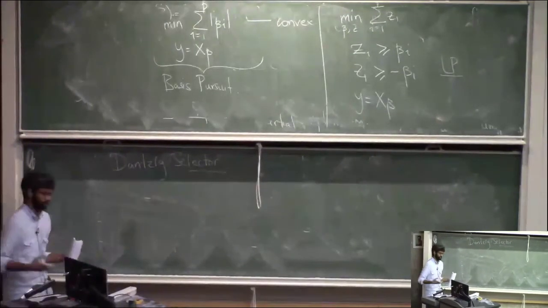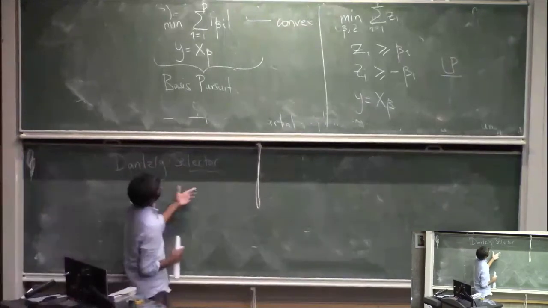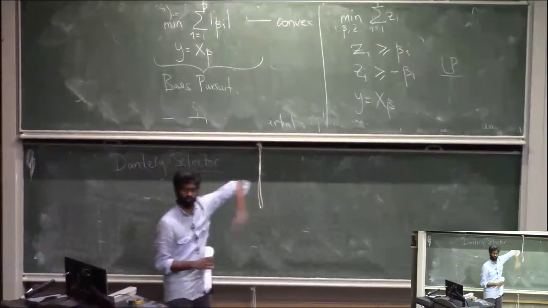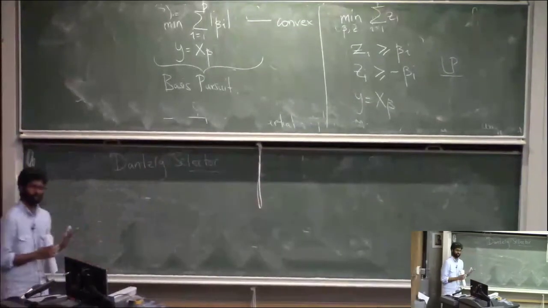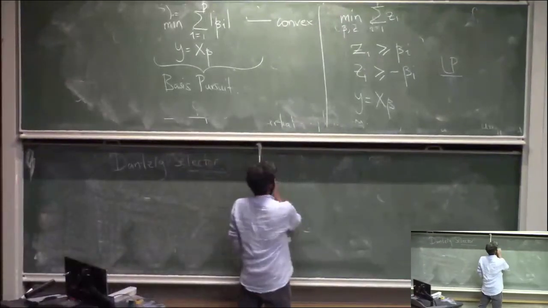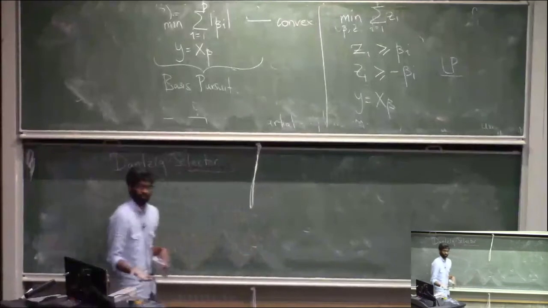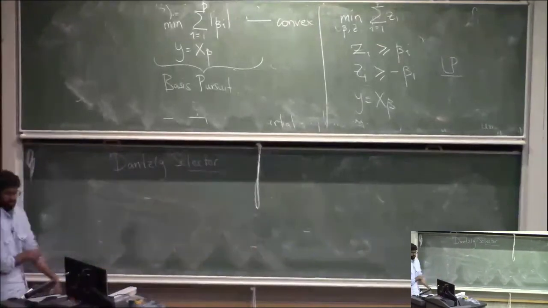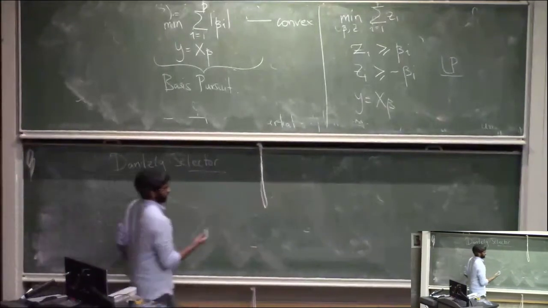There's some noise in your measurements. So maybe you don't want to exactly force these equality constraints. You want to force some other version of it that allows you to have some noise. One way of doing this is the lasso that you've seen before. Another way of doing it is via this thing called the Dantzig Selector, which is an LP.